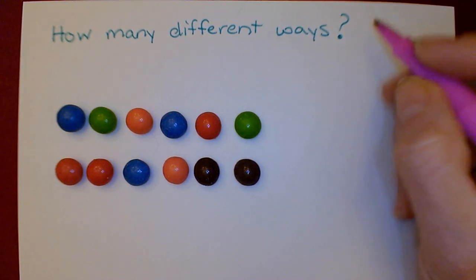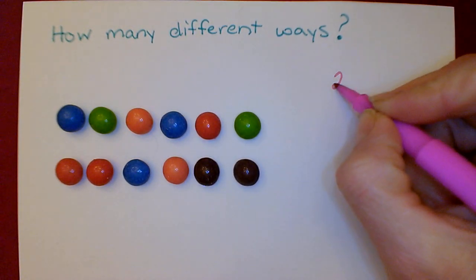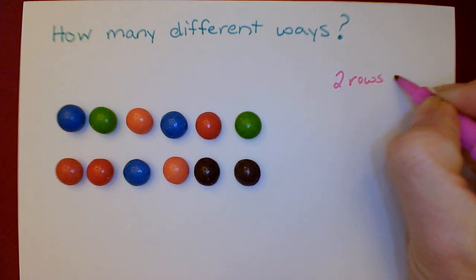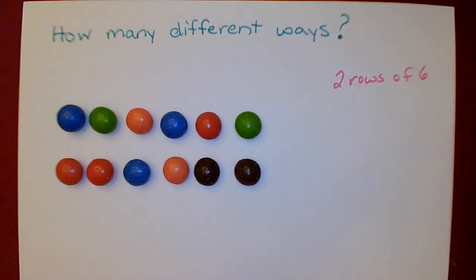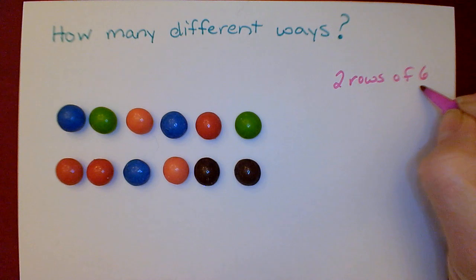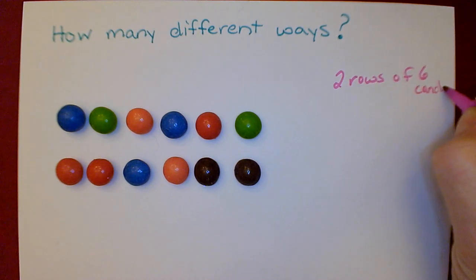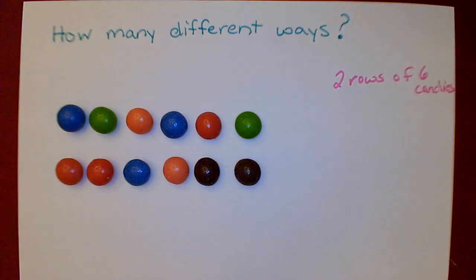So I just want to keep track of this, so I'm going to write that down. I'm going to write 2 rows of 6 candies. And I should write candies there. I'm just running out of room. Okay, so 2 rows of 6 candies. So that's one way that I could do it.